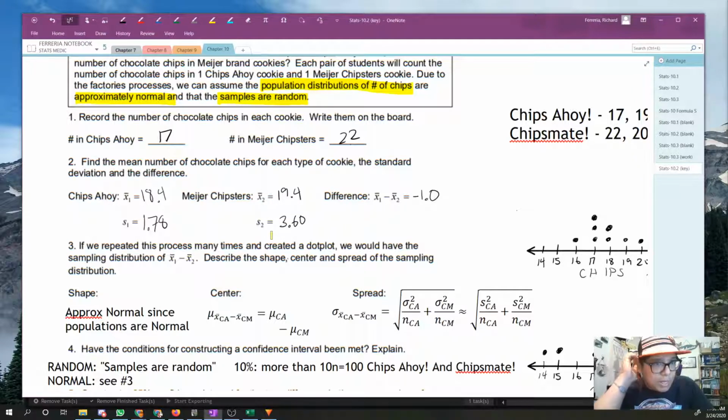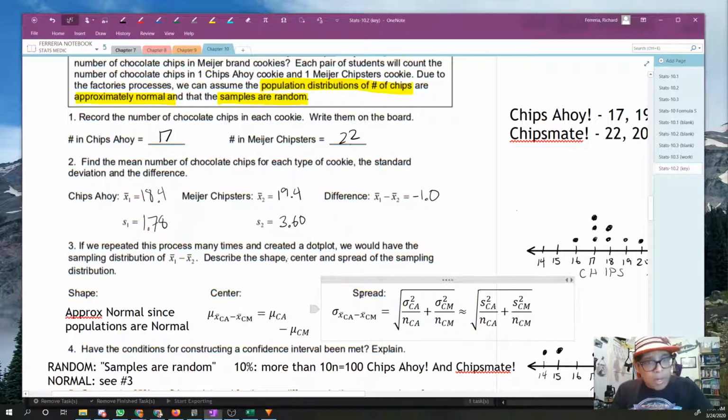So if we repeated this process many times and created a dot plot of the differences, we would have a sampling distribution for x bar 1 minus x bar 2. What would the shape, center, and spread be? Well, the shape is going to be approximately normal, since those populations are also normal. The center is going to be the mean of Chips Ahoy minus the mean of Chipsmate.